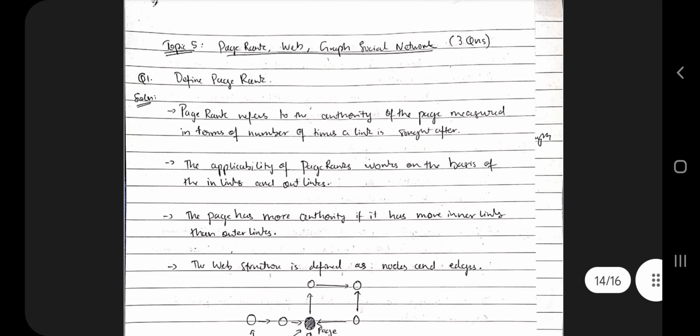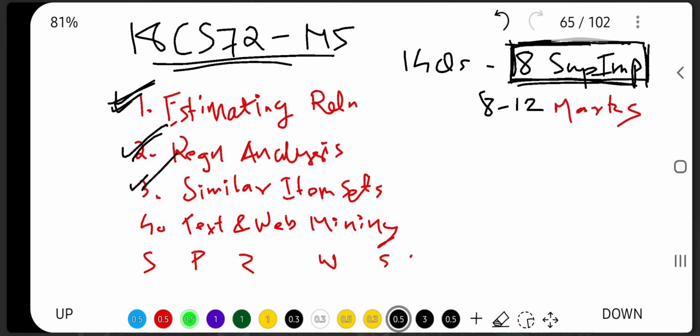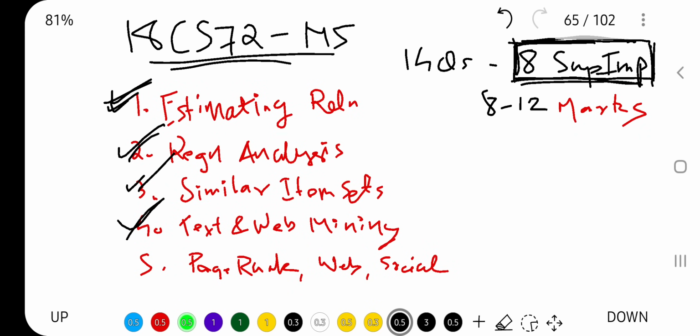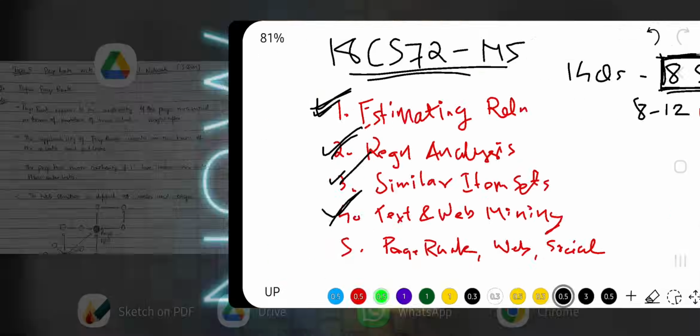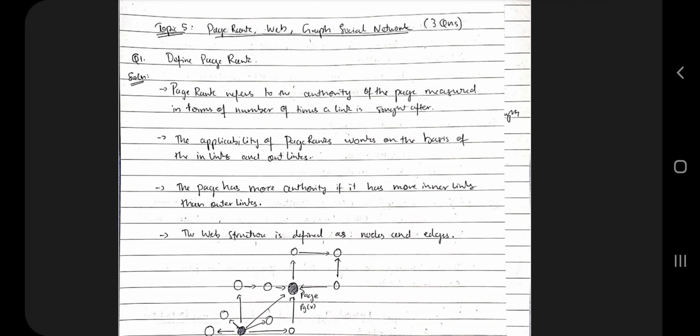Okay, so let's move on to the last topic. Before that, what we need to do? Tick mark, right? Tick mark, done. Now the last topic, this also comprises three topics I've put into one topic: page rank, web and social graphs. So let's have a look at what the questions present in that are. There are totally 3 questions present.